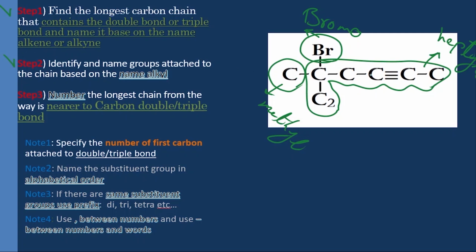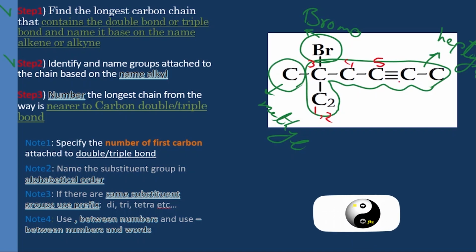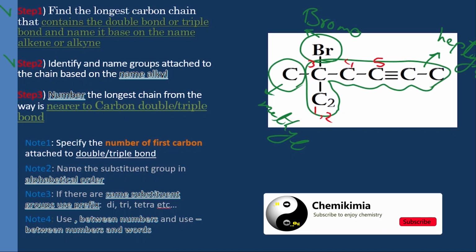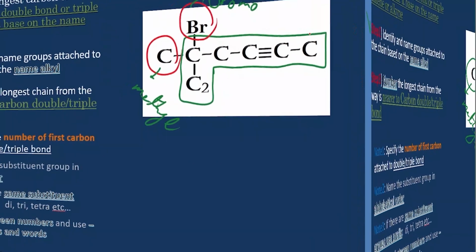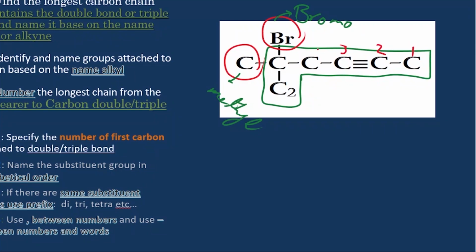In step 3, we have to start numbering from the end that is nearer to the triple bond. If you start numbering from down here, we have 1, 2, 3, 4, and in carbon number 5 we will face the triple bond. But if you start numbering from right to left, we'll face the triple bond at carbon number 2. So it is closer to the triple bond, and the right way for numbering is right to left. Let's do it: 1, 2, 3, 4, 5, 6, and 7. So the steps are done.